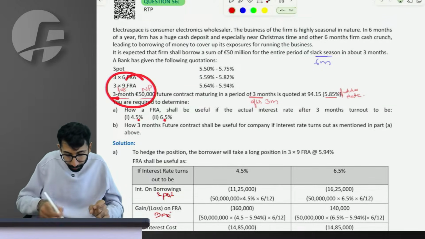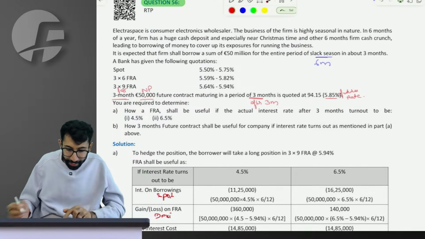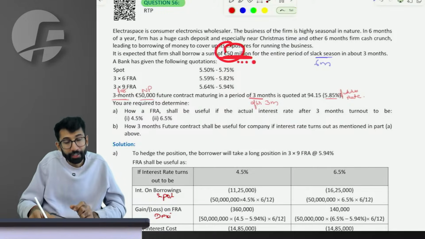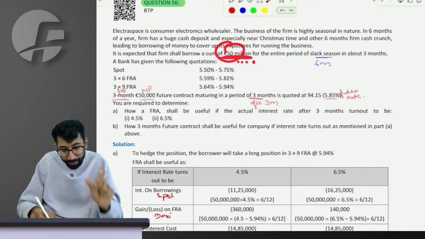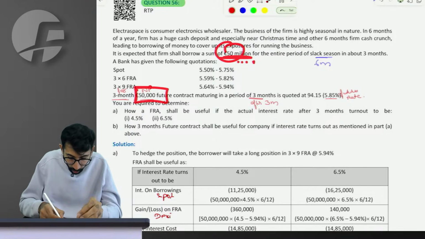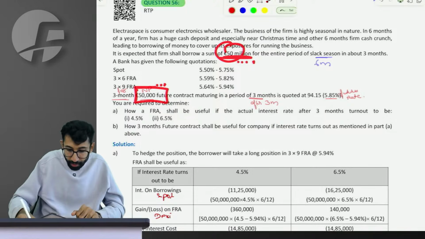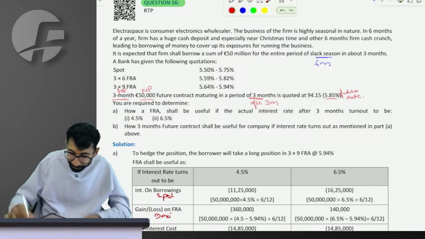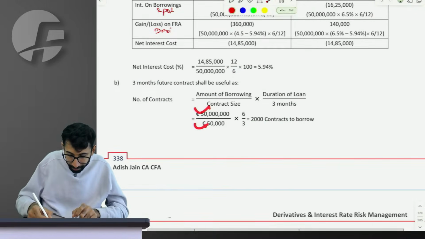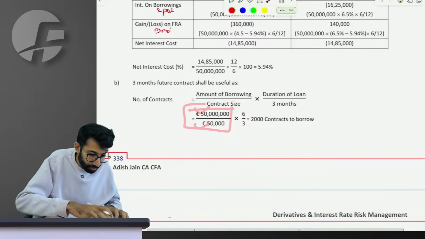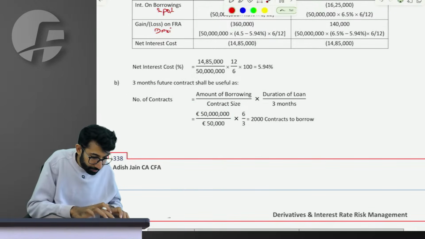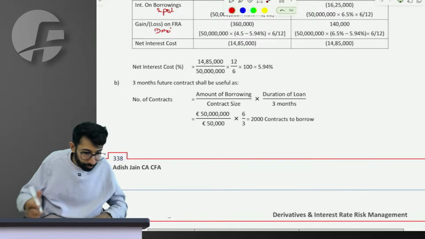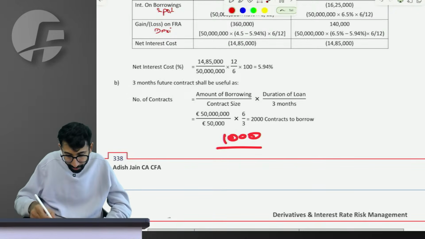This time make use of futures. Sir, can I enter into a contract to borrow 50 million in futures? No. Why? Because in futures there is a contract size of 50,000. So sir, when you divide 50 million by 50,000, how many contracts do you have to take? 50 million divided by 50,000 gives me 1,000 contracts I should take.